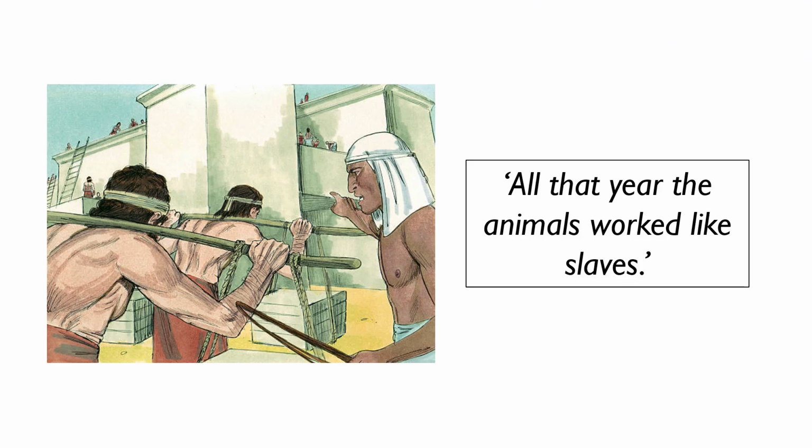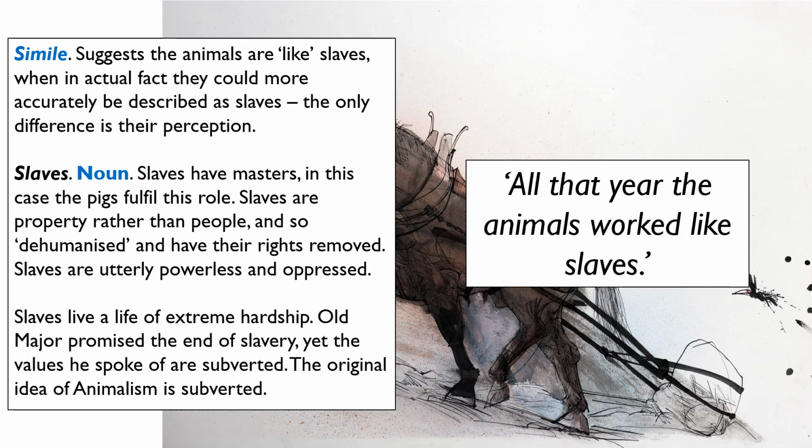The next big quote that you perhaps want to revise for Animal Farm is, "All that year the animals worked like slaves." There's a picture there of the Egyptians building the pyramids and the slaves. That is important in relation to this quote. We'll come to that later. So in "all that year the animals worked like slaves," the first thing we'll write is that it is a simile. Now it's actually a very clever simile because a simile is where you obviously compare two things using like or as.